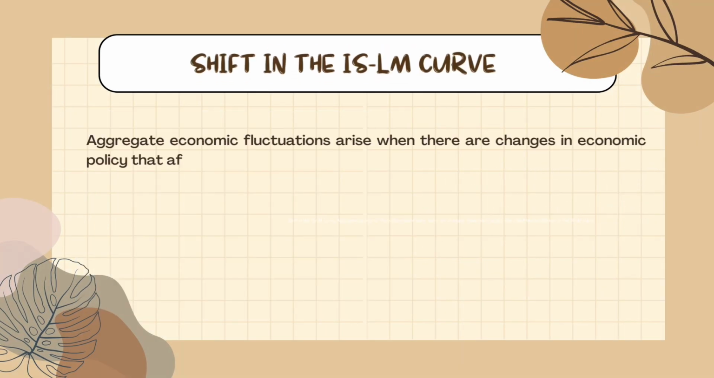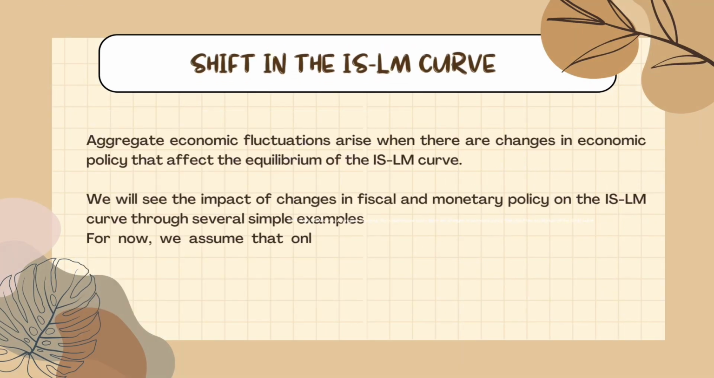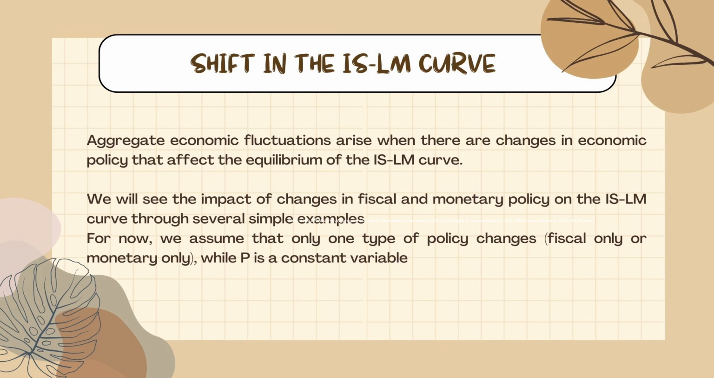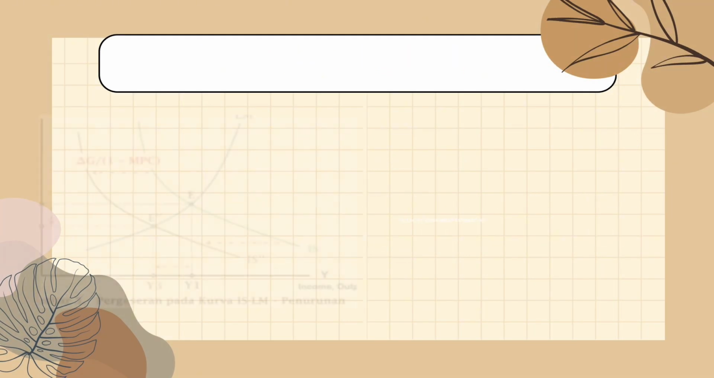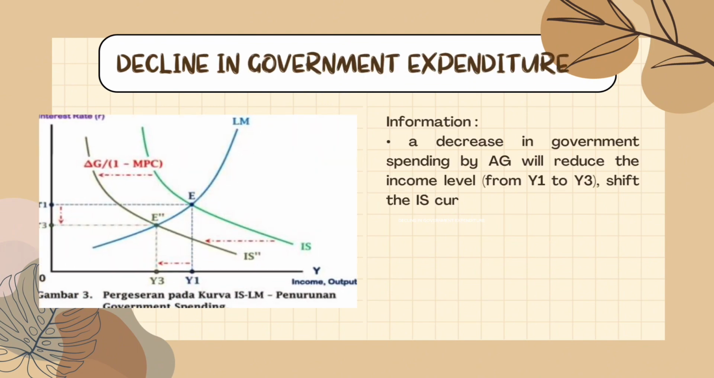Shift in the IS-LM curve. Aggregate economic fluctuations arise when there are changes in economic policy that affect the equilibrium of the IS-LM curve. We will see the impact of changes in fiscal and monetary policy on the IS-LM curve through several simple examples. For now, we assume that only one type of policy changes, fiscal only or monetary only, while P is a constant variable. Decline in government expenditure.